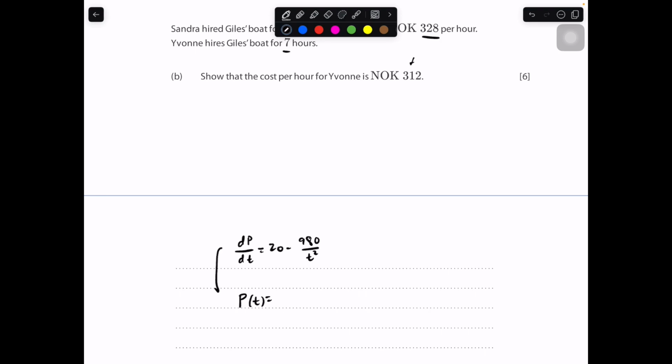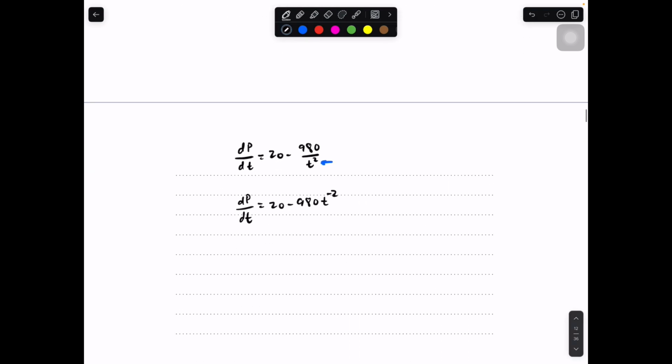Let's go through it. Actually, maybe there is something kind of new in this, and that is this variable in the denominator, which is going to complicate things. So let's make that first step and rewrite this. Writing dp over dt, we have 20 minus 980, bring up that t, and it used to be t squared, now it's t to the negative 2. Let's use that strategy.